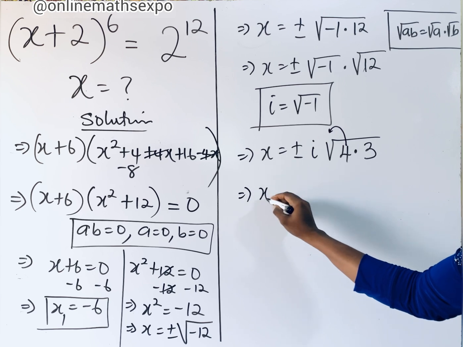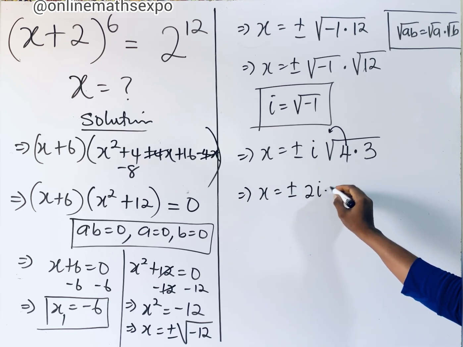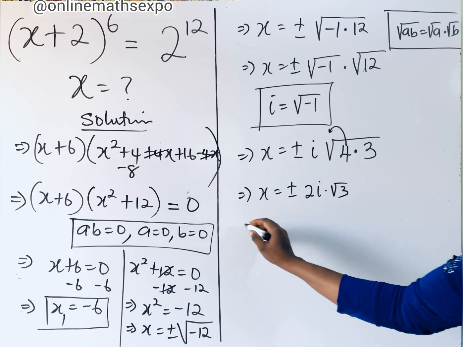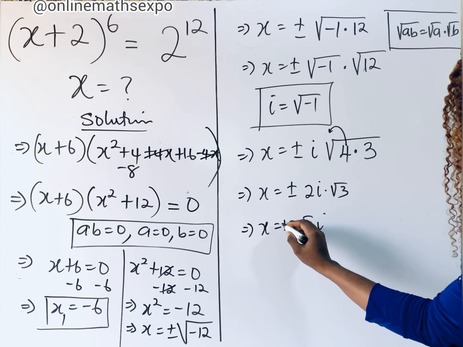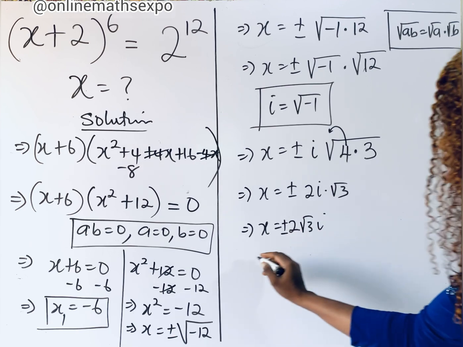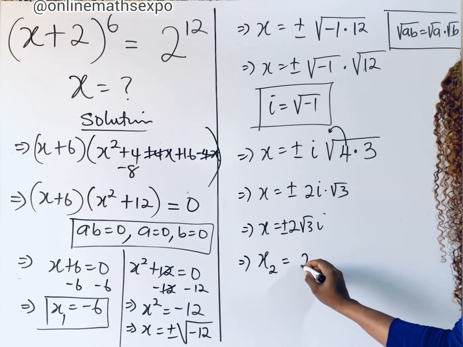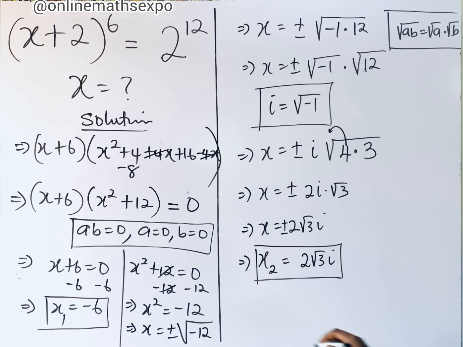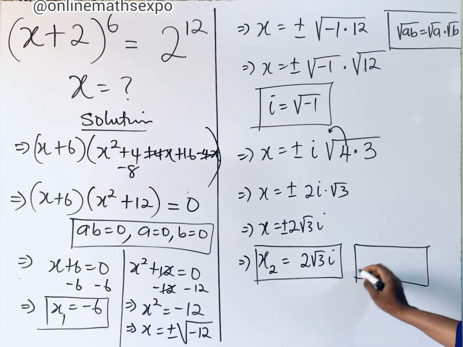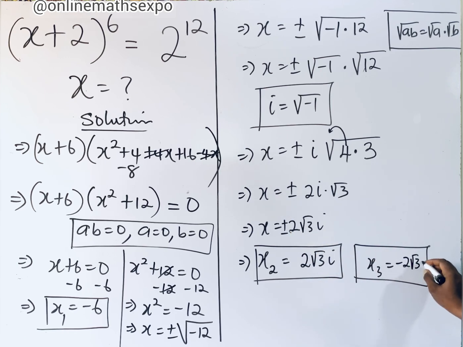We are going to have x is equal to plus or minus 2i multiplied by root 3. So if you simplify, x will give you plus or minus 2 root 3i. So splitting these values of x, the second value of x will give us 2 root 3i. Okay, that's the second value of x. And the third value of x will give us negative 2 root 3i. So we've gotten these three values of x.